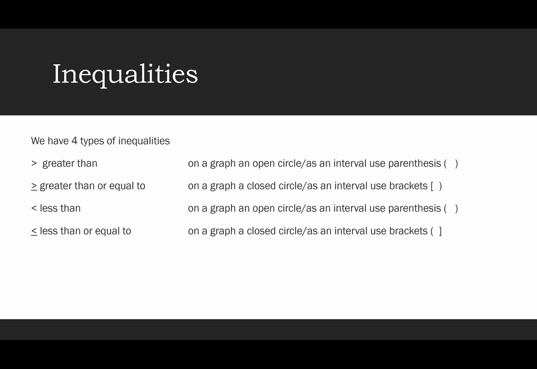Greater than or equal to will have a square bracket on the left and then an open interval on the right. You should expect to see a closed circle on a graph or maybe a square bracket to show that it is including the endpoint. Less than is going to be an open circle or a parenthesis when you graph it, and both open parentheses when you look at the interval notation. And then less than or equal to will either be a closed circle on the graph or a square bracket pointing to the left. And then when you look at it in interval notation, it will be a square bracket on the left and an open parenthesis on the right.